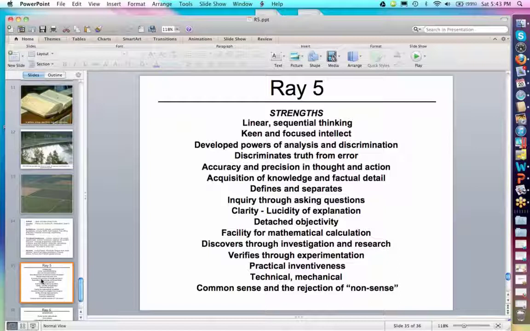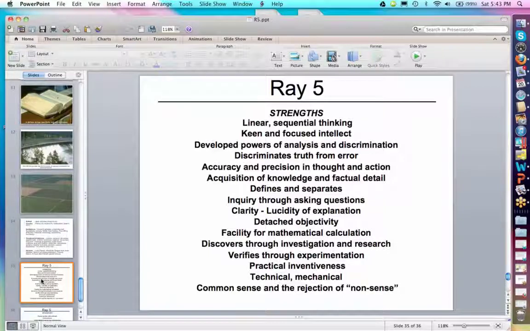It has really good ability to analyze and to discriminate. In discrimination, we discriminate this from that, the truth from error. Accuracy and precision in thought and action. Remember, this is the ray of the small, of accuracy and precision. The ability to acquire knowledge and factual detail.